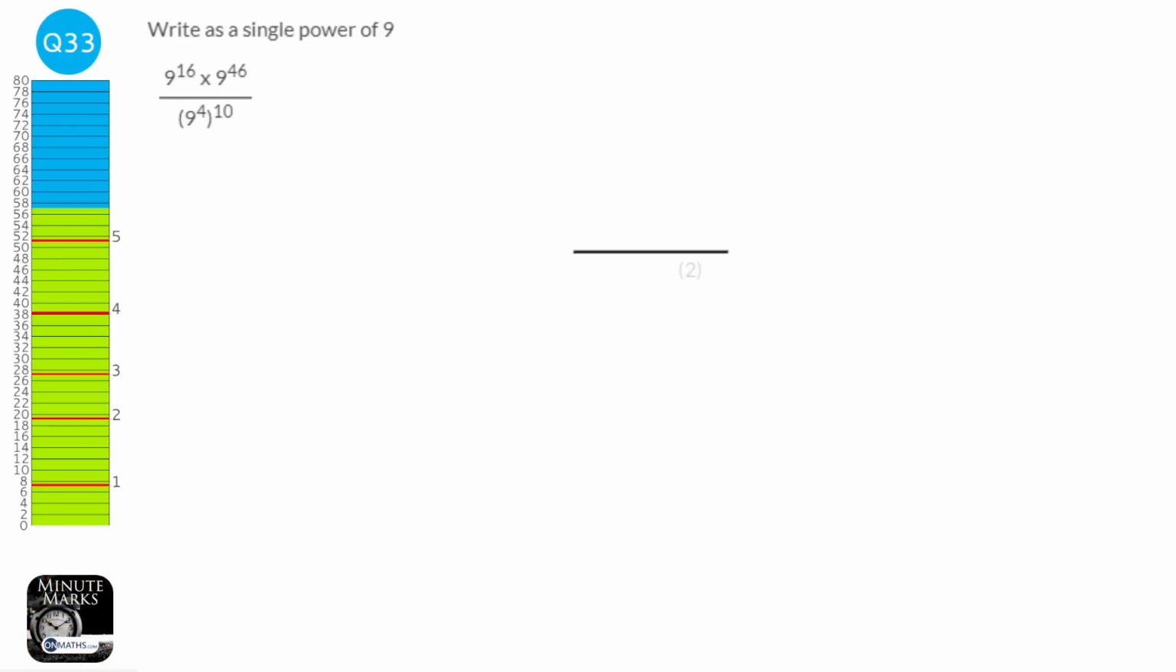We're going to start by looking at the numerator and the denominator separately. So looking at the numerator first, we've got 9 to the power 16 times 9 to the power 46. Now, when you have two powers of the same base, so they're both 9, base 9, but base is the big number, then what you can do is you can add the indices. So we're going to do 16 plus 46, which is 62. So it's 9 to the power of 62.